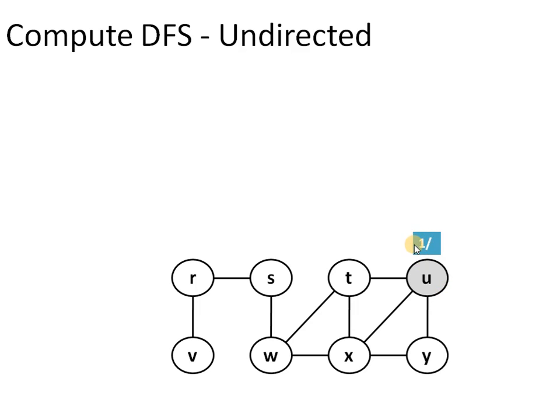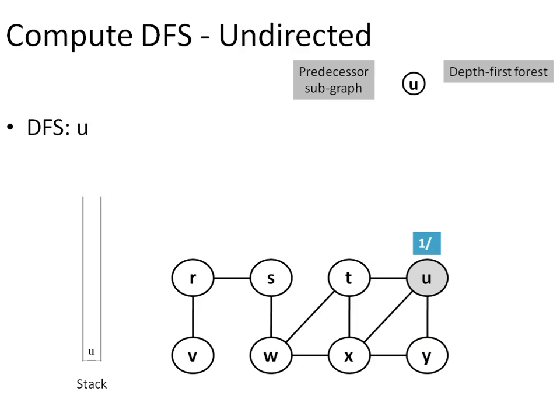The moment we discover any vertex, we have to add that vertex to the DFS sequence also. So we have added the first vertex U to the DFS sequence. One can also visualize it as we have placed or pushed the first vertex into the stack. Next, from U, we can go to T, X or Y. We can work with any of the three vertices. So let's say we have chosen T. Okay, one more thing. Since we have started with U, U should be the root. So we have added this U to the predecessor subgraph also.